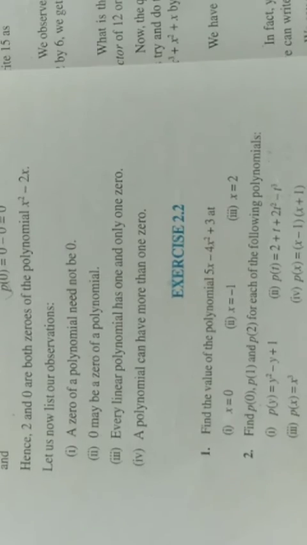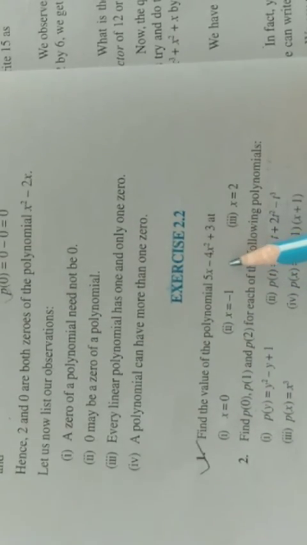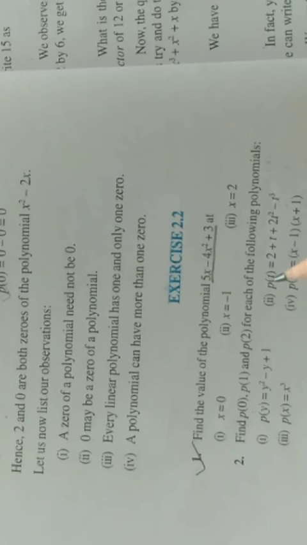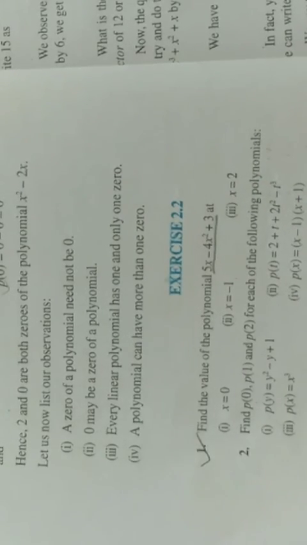Okay friends, now exercise 2.2. In exercise 2.2, first question you try to solve by yourself. Find the value of the polynomial p of x is equal to minus 4x square plus 3. We have to take this as p of x, and in place of x we have to put first 0, then minus 1, and then 2, and find the value of the polynomial at the different numbers 0, minus 1 and 2. Okay, try to find it by yourself, otherwise next day we will solve it together.